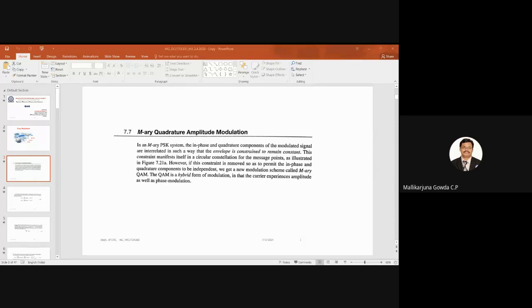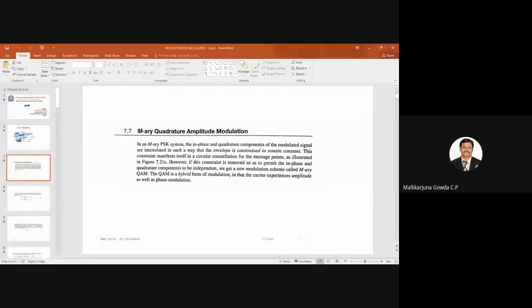But in case of quadrature amplitude modulation, we are going to vary the amplitude as well as the phase of the carrier signal in accordance with the message signal. So that is why it is called quadrature amplitude modulation. And it is also known as a hybrid form of modulation because of the variation of these two parameters.